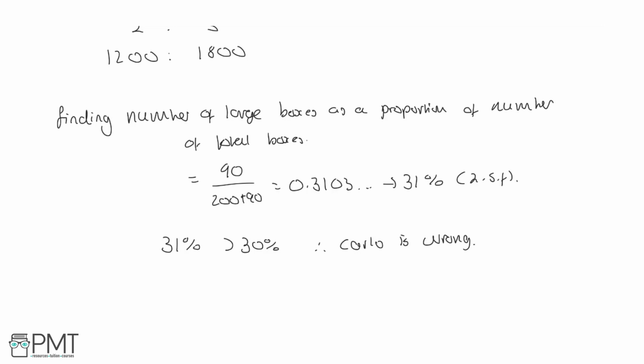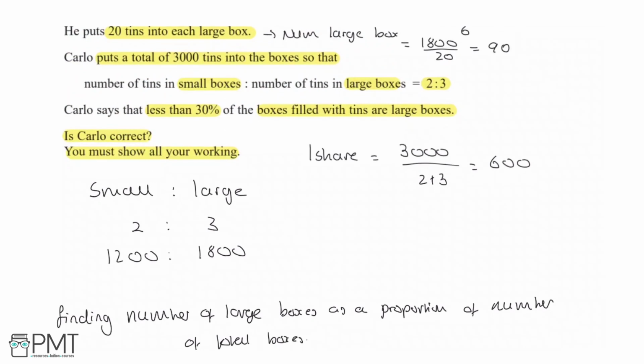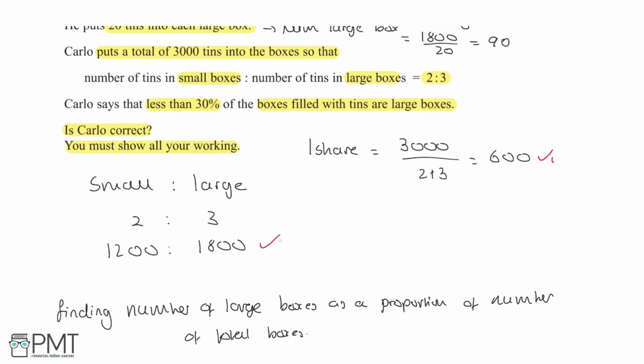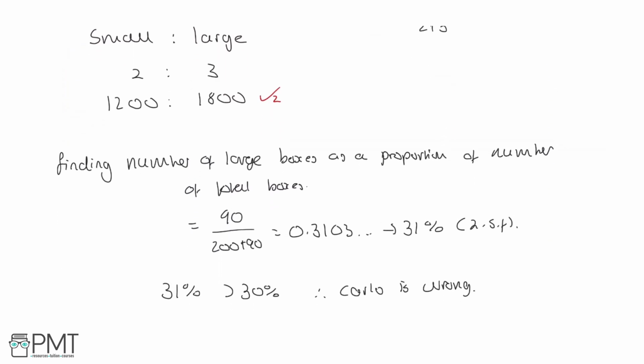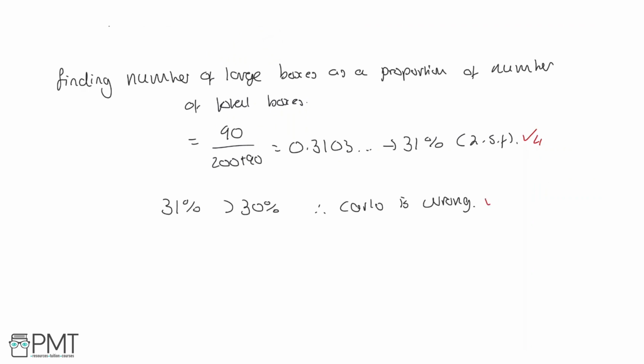This question is worth 5 marks. The first mark comes from finding what 1 share is. The second mark comes from finding how many tins go into small and large boxes. The third mark comes from finding how many of each box there are. The fourth mark comes from working out the fraction, as we have done here. And the fifth mark comes from a concluding statement stating he is wrong.